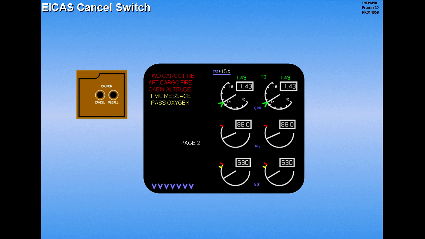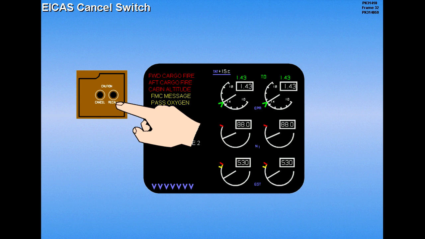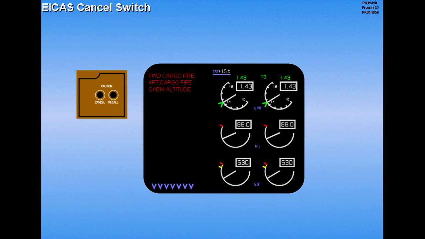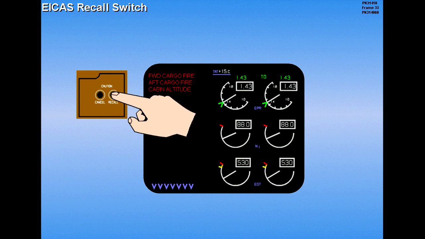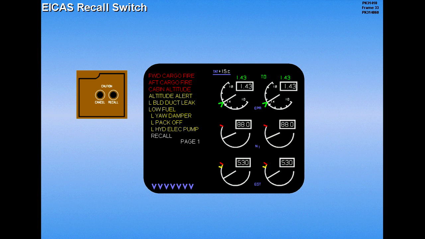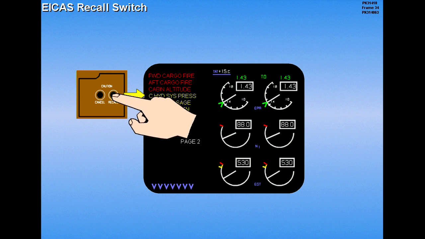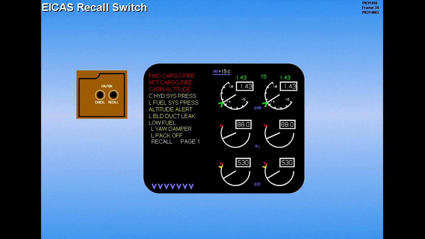When the last page is displayed, pressing the Cancel switch removes the caution and advisory messages. Pressing the Recall switch displays the previously removed caution and advisory messages that still exist. A white recall message also appears for about 1 second to indicate the recall switch was pressed. New alerts will appear on the currently displayed page. When the recall switch is pressed, the new alert will appear on page 1.